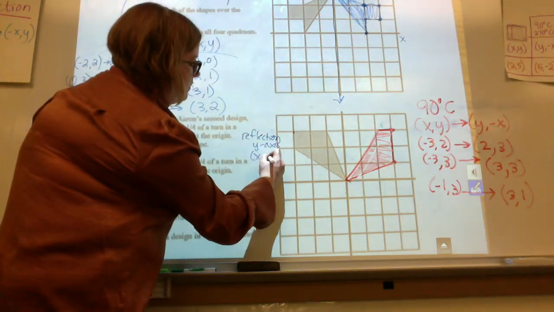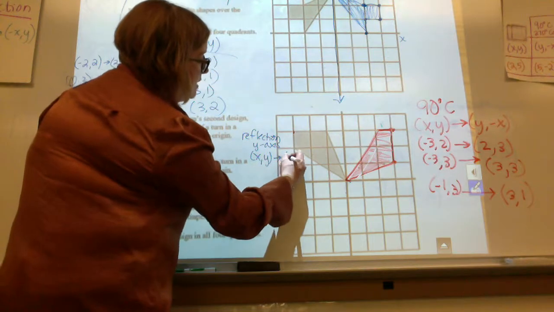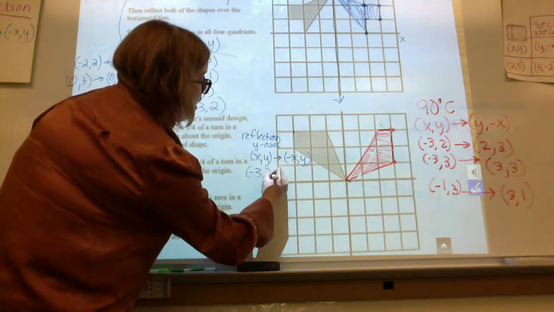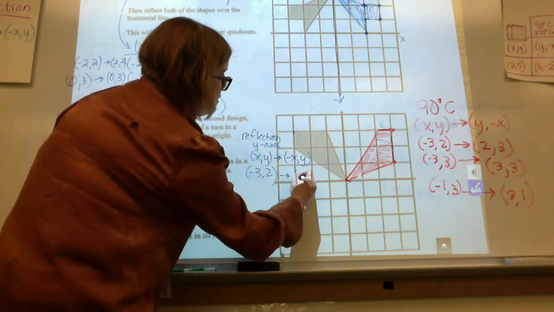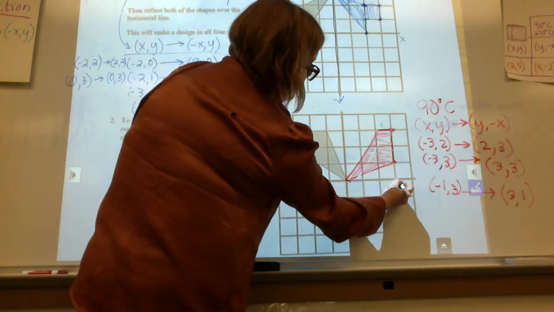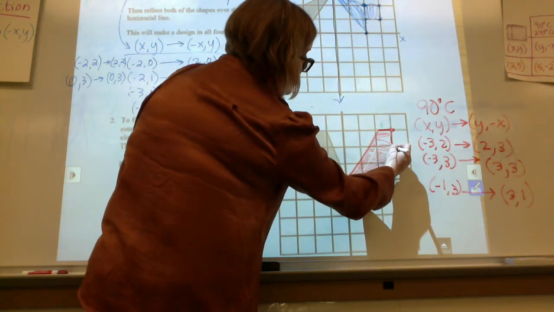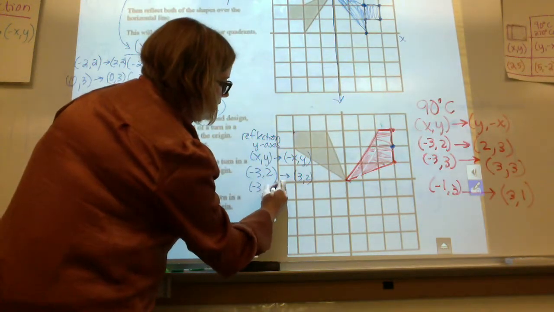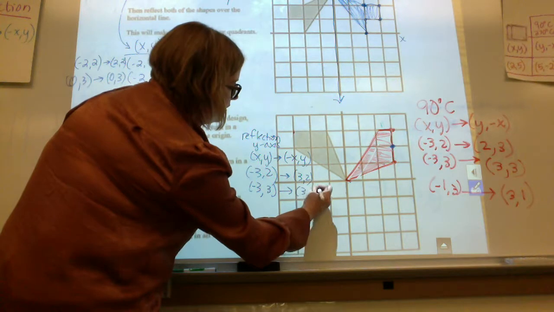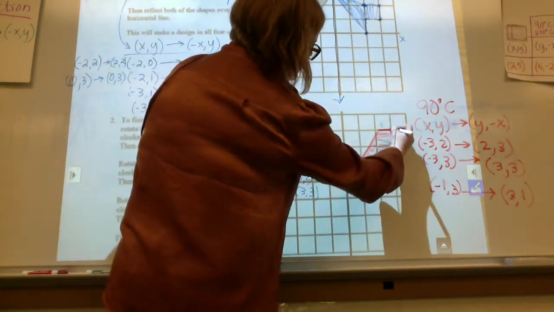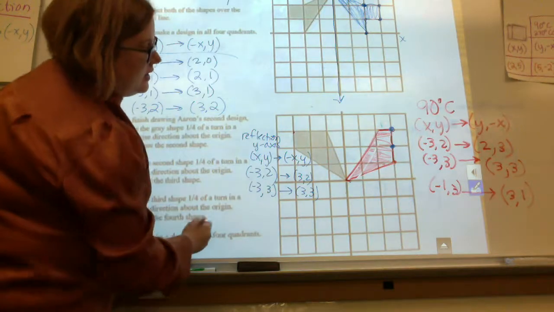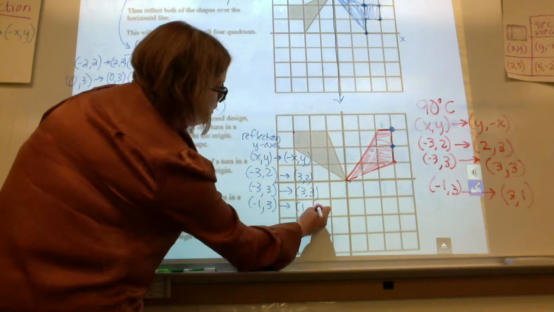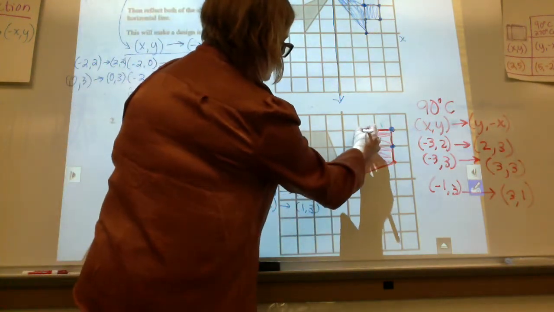So that means all my ordered pairs would go from x comma y to the opposite of x comma y. So when I had negative 3 comma 2, I would now have positive 3 comma 2. So over to 3 and up to 2. They're going to overlap. That's okay. And then I had negative 3 comma 3, and that becomes 3 comma 3. So over to 3, up to 3. And I had negative 1 comma 3, and that's going to be 1 comma 3. So over to 1, up to 3.